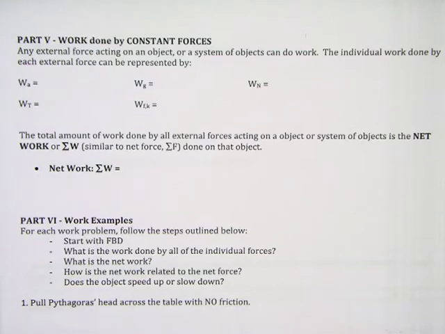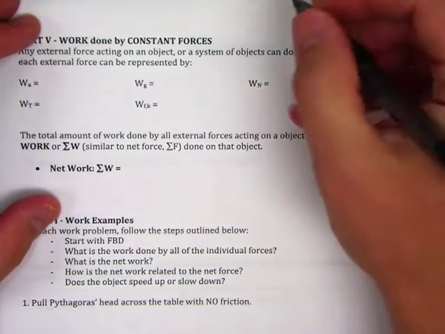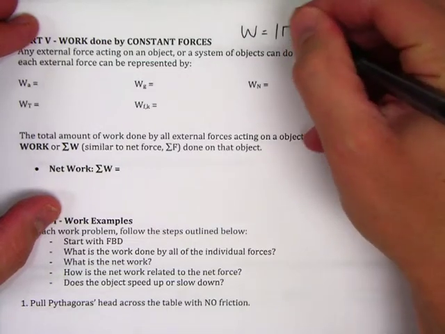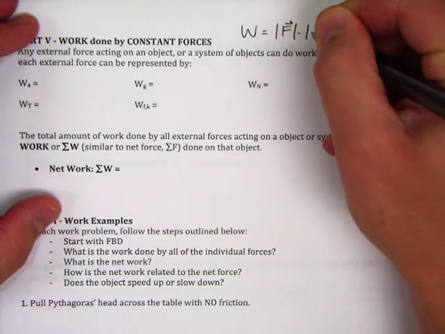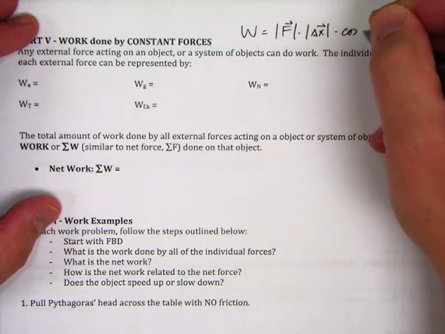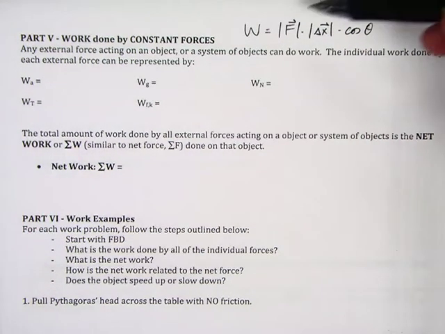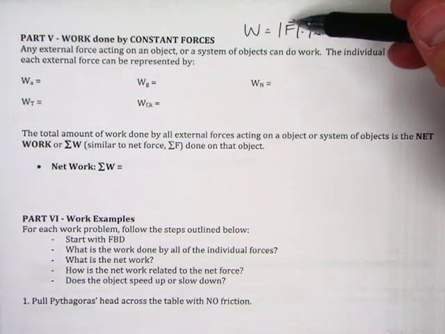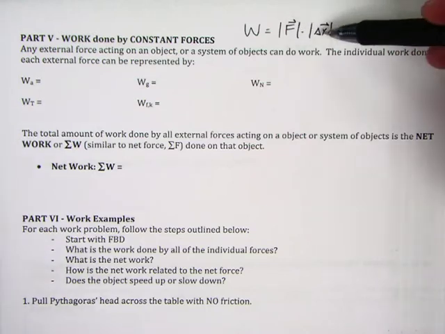Okay, so we know by now that work done by a given force is equal to the magnitude of the force times the magnitude of the displacement times the cosine of the angle in between the force vector and the displacement vector. Or in other words, the parallel projection of the force in the direction of the displacement.